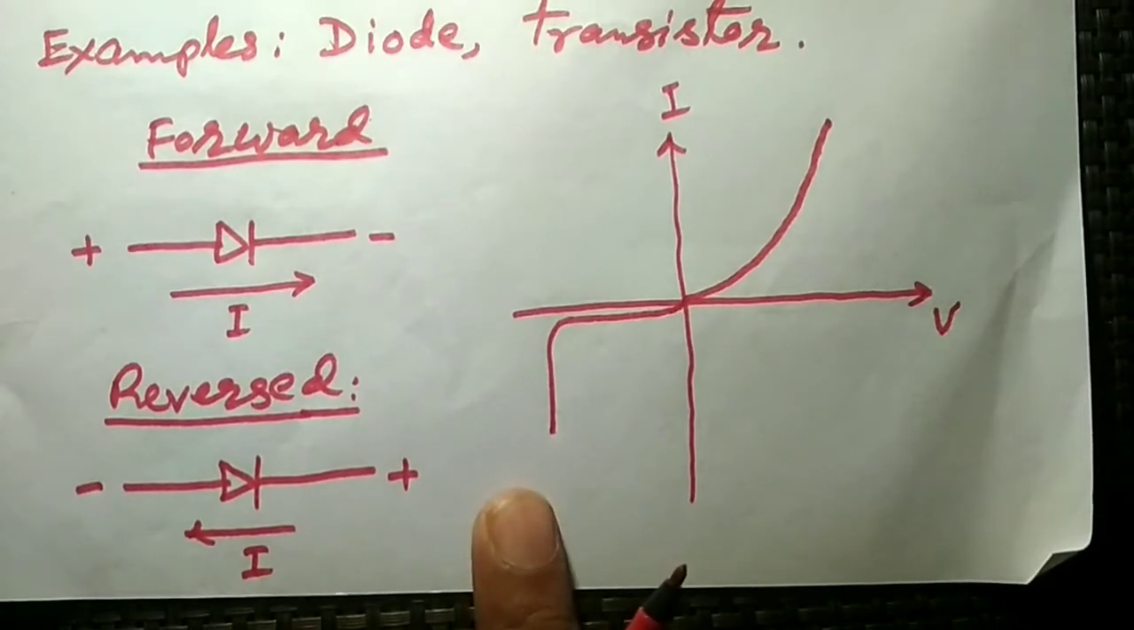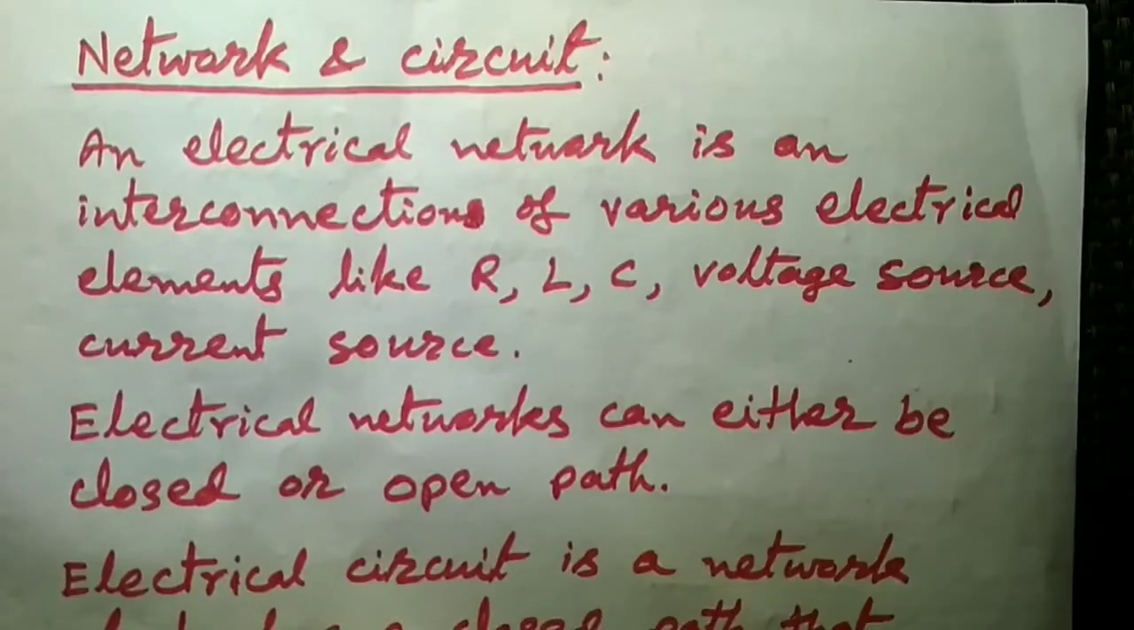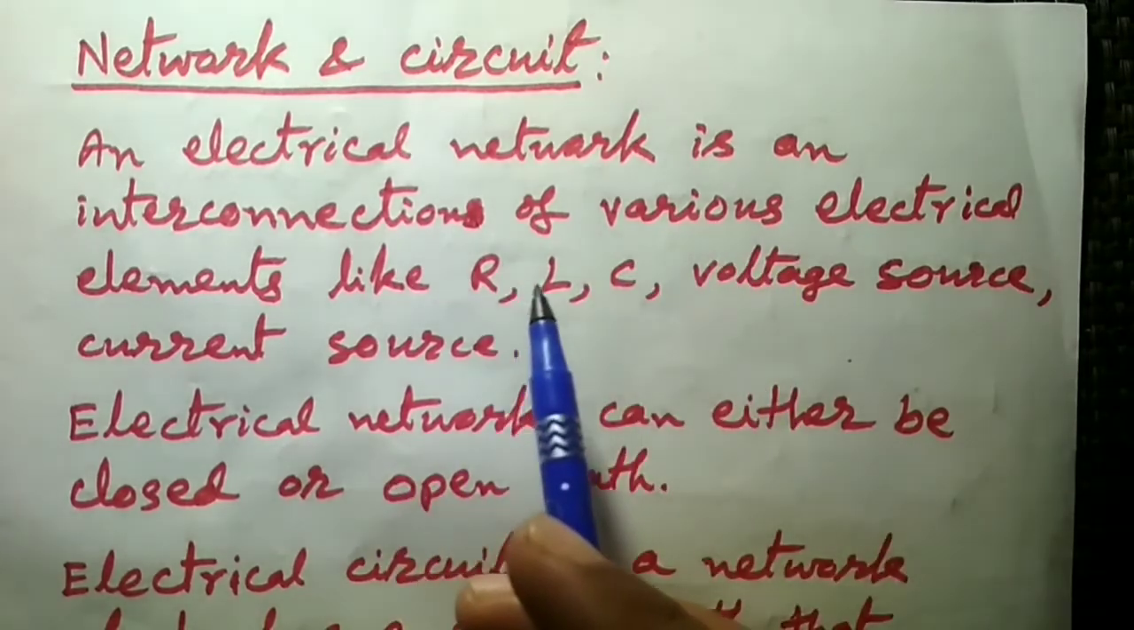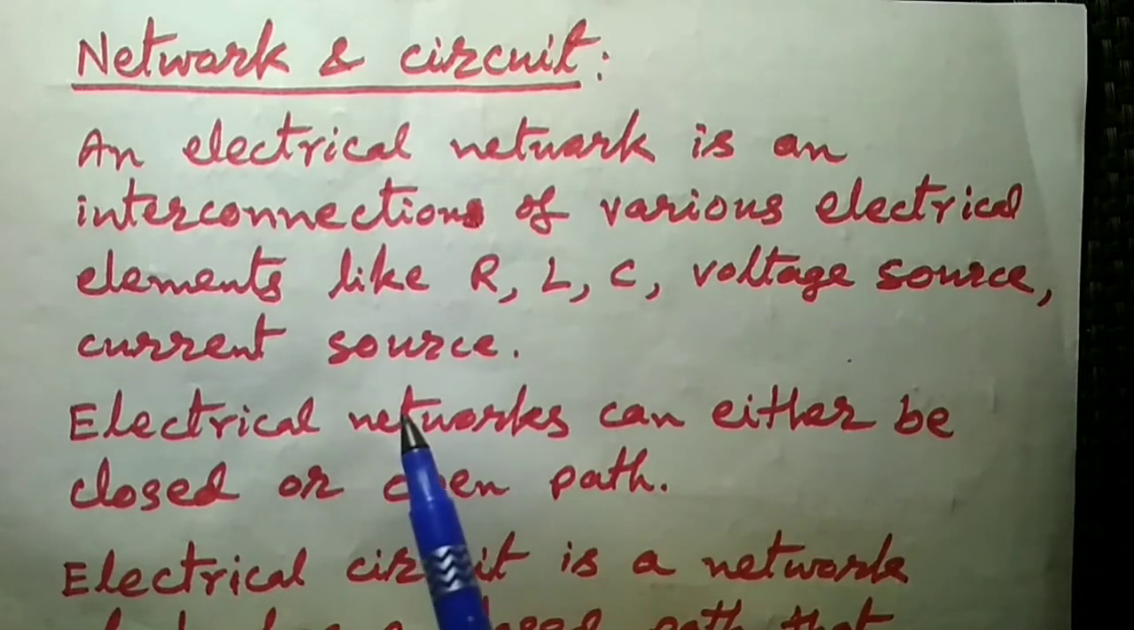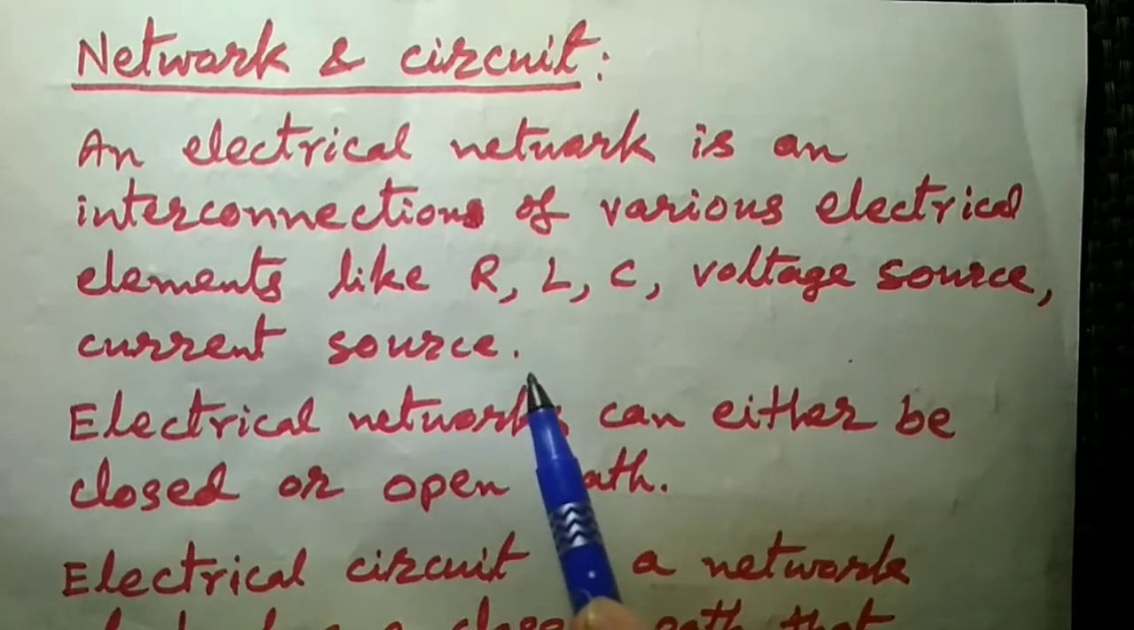The circuits which are made by the bilateral elements are called the bilateral circuits, and the circuits which are made by the unilateral elements are called the unilateral circuits. Before we proceed further, we have to know the difference between network and circuit. An electrical network is an interconnection of various electrical elements like resistor, inductor, capacitor, voltage source, current source, etc.